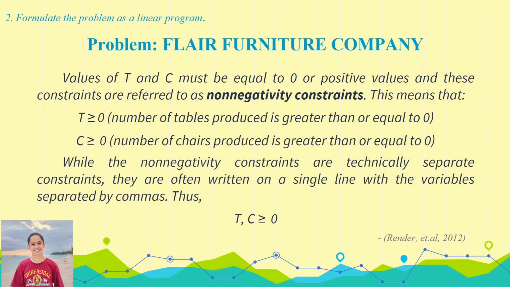Next, values of T and C must be equal to 0 or positive values, and these constraints are referred to as non-negativity constraints, which means that T is greater than or equal to 0, or the number of tables produced is greater than or equal to 0, and C is greater than or equal to 0, or the number of chairs produced is greater than or equal to 0. While the non-negativity constraints are technically separate constraints, they are often written on a single line with the variables separated by commas. Thus, T, C is greater than or equal to 0.